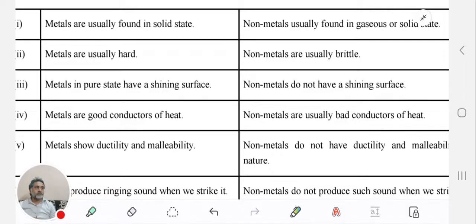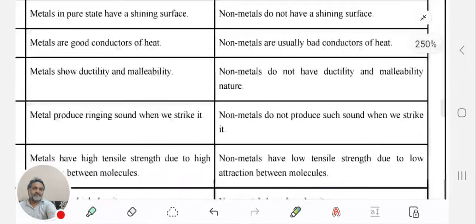Metals in pure state have a shining surface. Non-metals do not have a shining surface. Metals are good conductors of heat. Non-metals are usually bad conductors of heat. Metals show ductility and malleability. Non-metals do not have ductility and malleability.